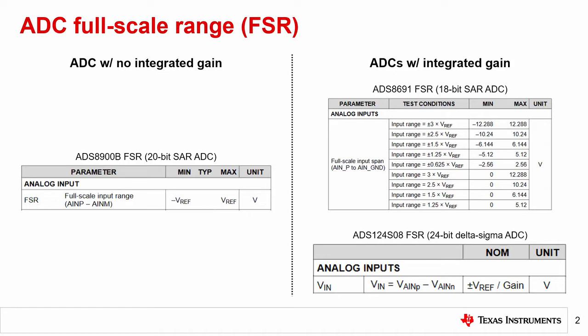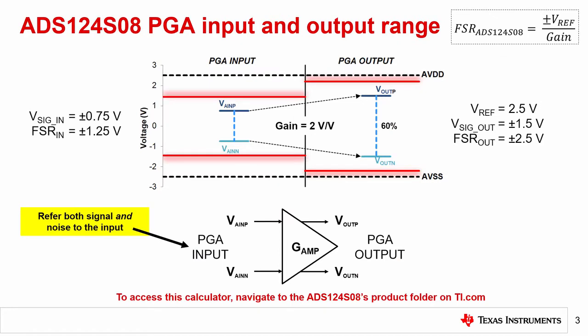You can use the ADS124S08's online Excel-based calculator tool to visualize why this distinction is necessary. The plot shown here is taken from the ADS124S08's online calculator tool and highlights the input and output range of the ADC's integrated PGA. Recall that the ADS124S08's FSR is plus or minus Vref divided by gain, as shown in the top right, and that this value is referred to the PGA's input, FSR-in.